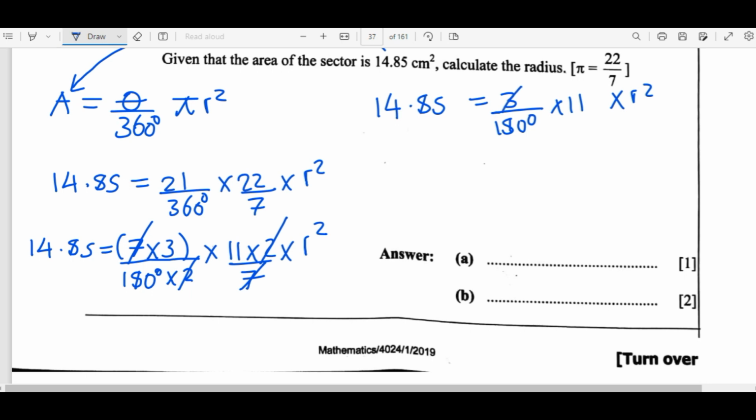So 3 into 3 is 1, 3 into 180 will give us 60. So we have 14.85 is equal to 1 over 60, then you say 11r squared over 1. We cross multiply: 1 times 11r squared is 11r squared. Then here we need to find the product of 14.85 times 60.